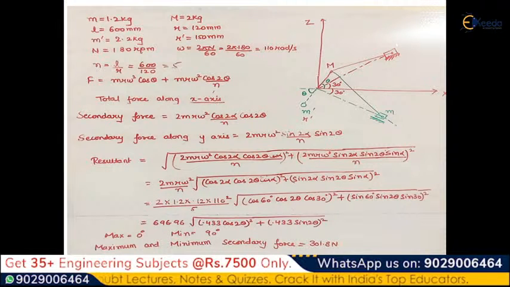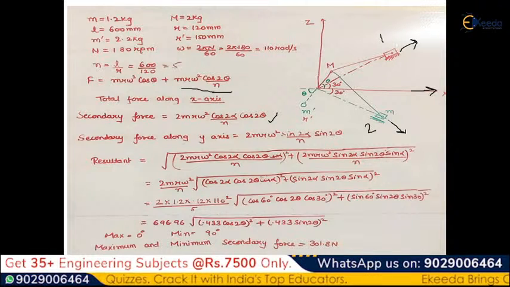Now we also have to calculate the secondary forces. Secondary forces are m r omega square cos 2 theta upon n. Using this equation, we can find the secondary forces because of cylinder 1 along the line of stroke and cylinder 2 along the line of stroke. Once we get the values, we can find their components along the x-axis and the z-axis. Along the x-axis, it becomes cos alpha for both cylinder 1 and 2, so the secondary force is 2 m r omega square cos 2 alpha upon n and cos 2 theta.